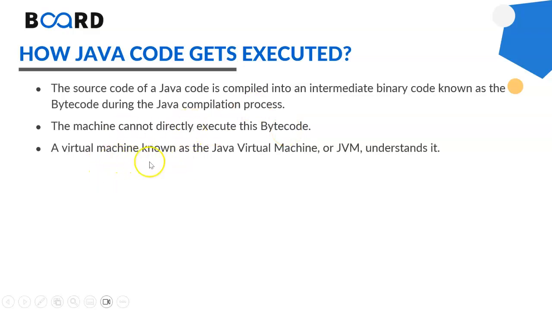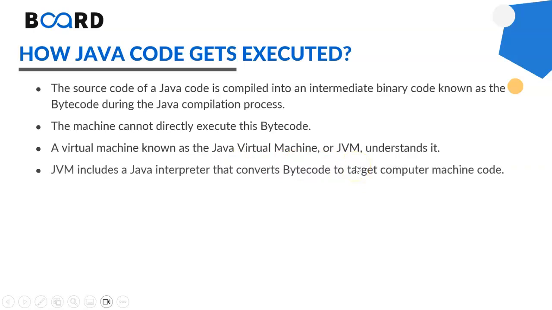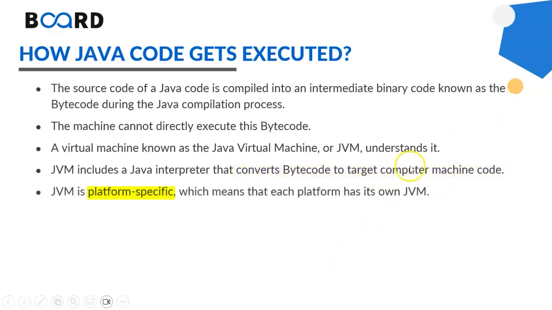So, the virtual machine known as JVM will load your bytecode into it, understand and execute it. JVM includes a Java interpreter that converts the bytecode to the target computer machine code so that we can get the output. JVM is platform specific, which means that each platform has its own JVM. Each operating system has its own JVM.